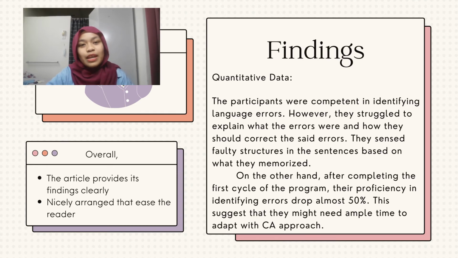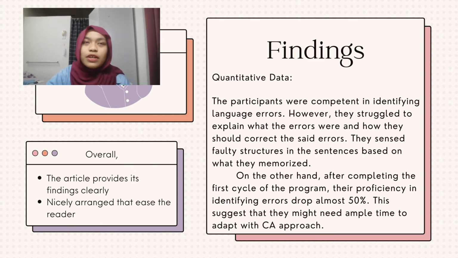Okay, so the first one we will look at the quantitative data. So the participants were competent in identifying language errors. However, they struggled to explain what the errors were and how they should correct the said errors. In contrast, this suggests that the participants' ability to detect faults was not based on their knowledge of English phrase patterns. Instead, they sensed faulty structures in the sentences based on what they have memorized.